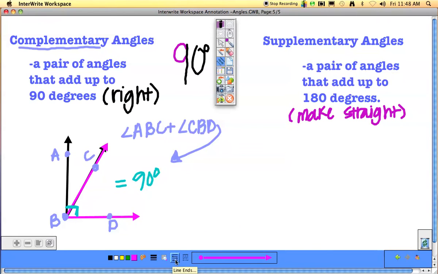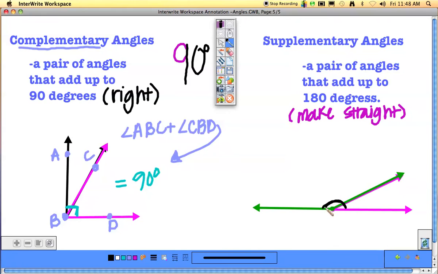Okay, so let's look at this. Let's say I have this angle here, and then I have this angle like this and like that. So they share a common ray or a common side, but I can see that whenever they're together, they make a 180 degree angle. It's a straight line.